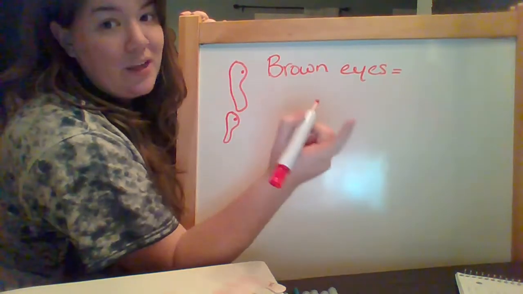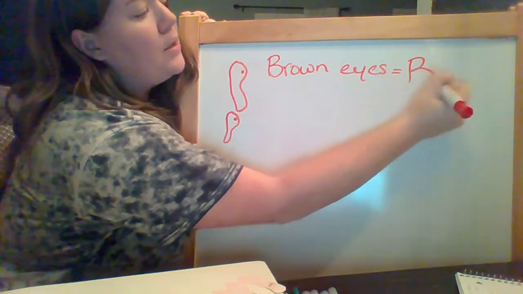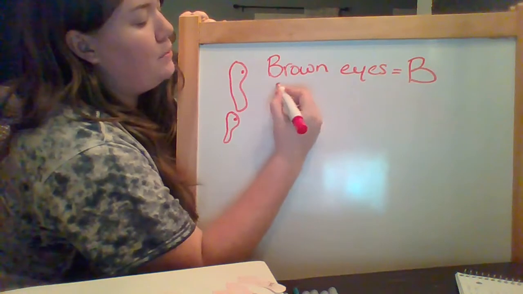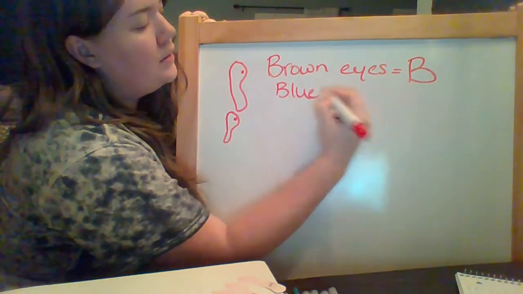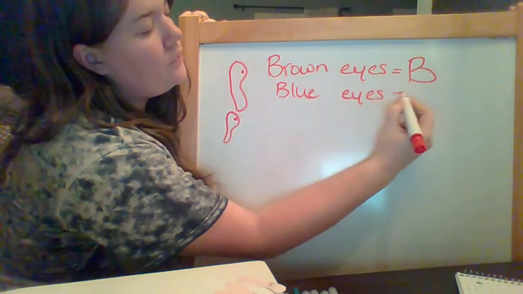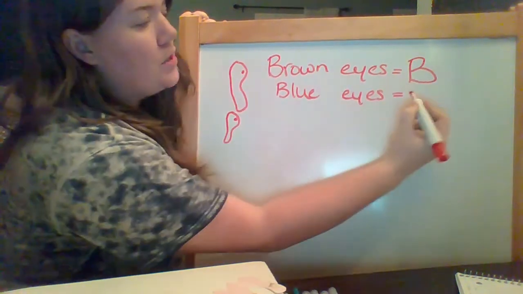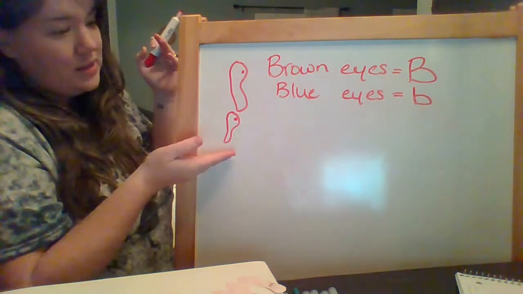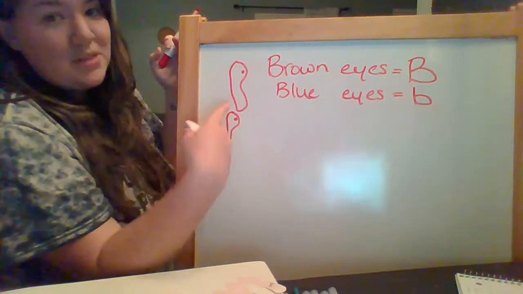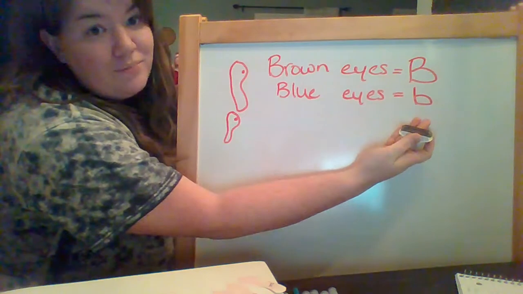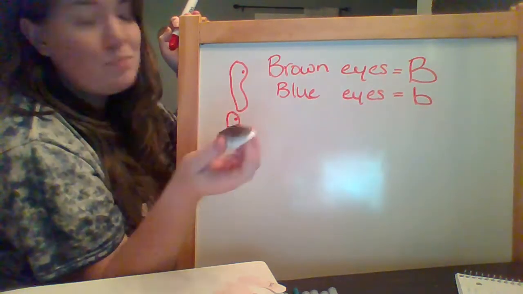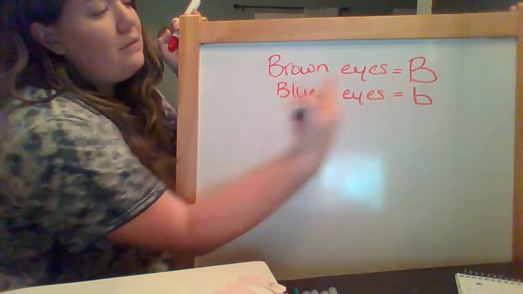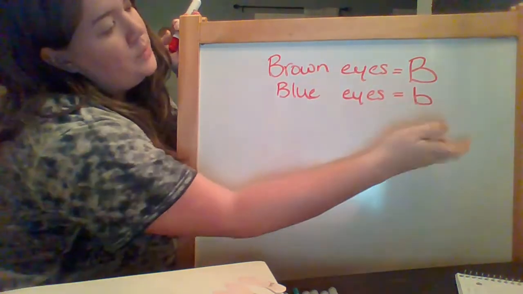as a capital letter. So I'm going to write it as a capital B. And the recessive allele, which in this case is blue eyes, is always the lowercase letter. So I'm going to write it as a lowercase b. And instead of drawing all these chromosomes every time, I'm just going to use these letters. I have faith in your smarts, and I believe that you can follow along. So remember, brown eyes, capital B, blue eyes, lowercase b.